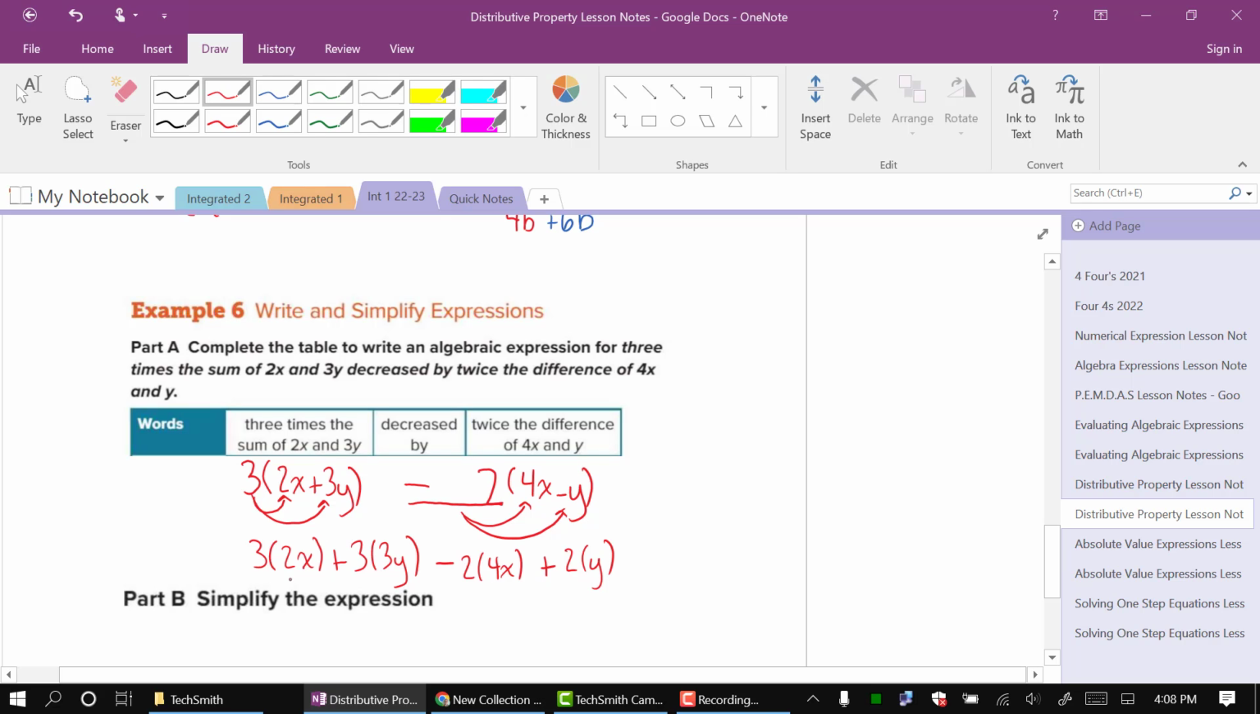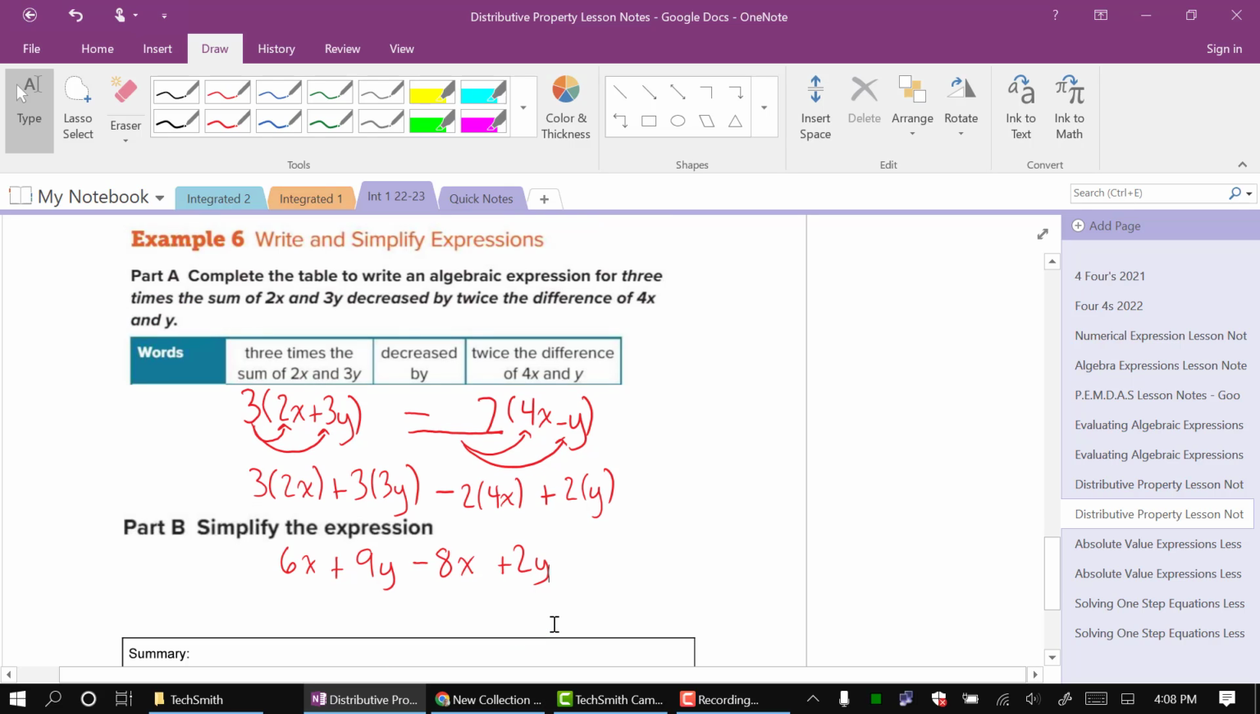So multiply these out. 3 times 2 is 6x. 3 times 3 is 9y. Negative 2 times 4 is negative 8x. And 2 times 1 is 2y. So let's collect our like terms.